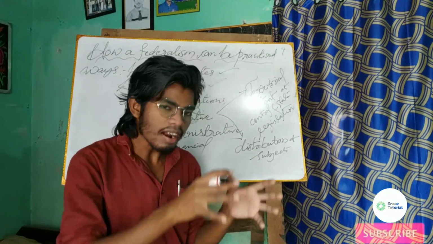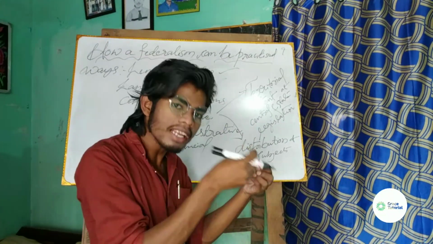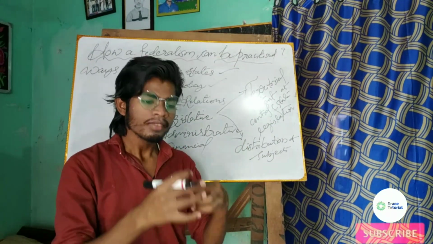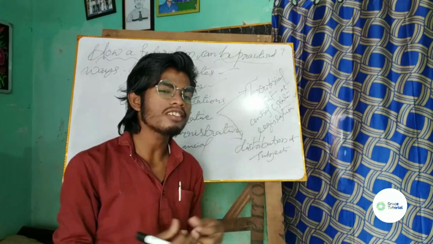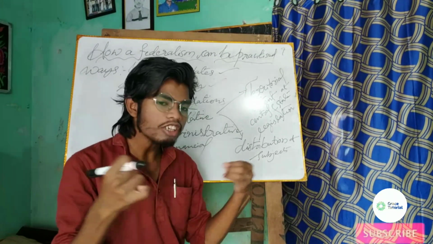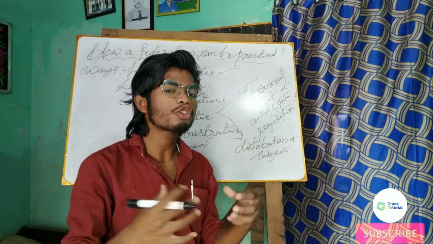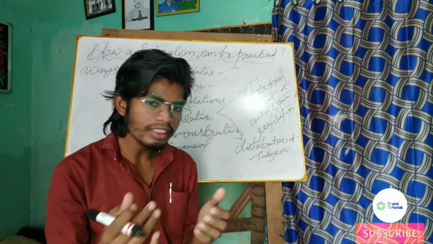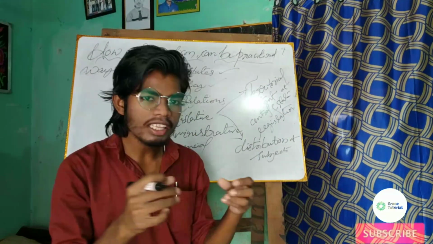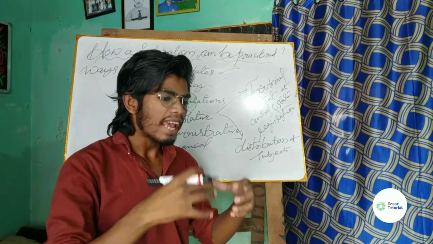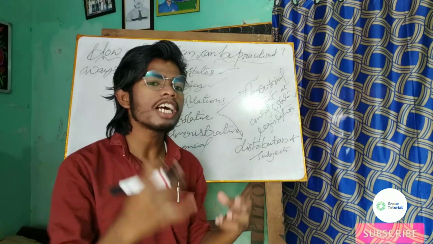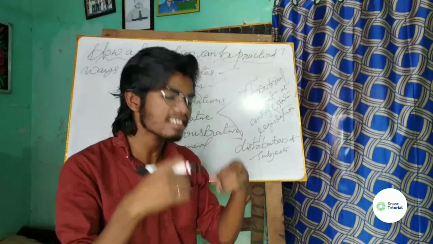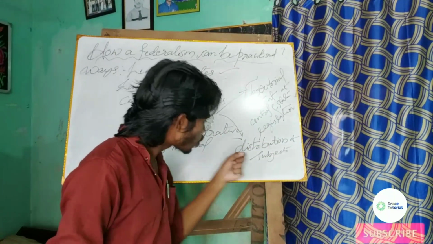In the union list, there are some subjects on which the central government can make the law. So what are those subjects? Subjects like defense, foreign affairs, currency, communication, and so on. So what are the subjects on which the state government can make the law? Subjects like maintaining law and order within the state, commerce, trade within the state, public health, irrigation, agriculture. These are the subjects on which the state government can make the law. And the concurrent list.